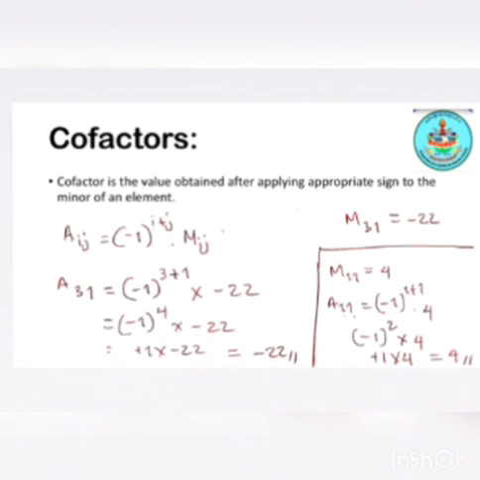So don't think that the cofactor and the minor will always be the same. Sometimes your minor will have a different sign, so you should be very careful with this. Negative 1 to the power of the ith row plus the jth column, this will make the difference.